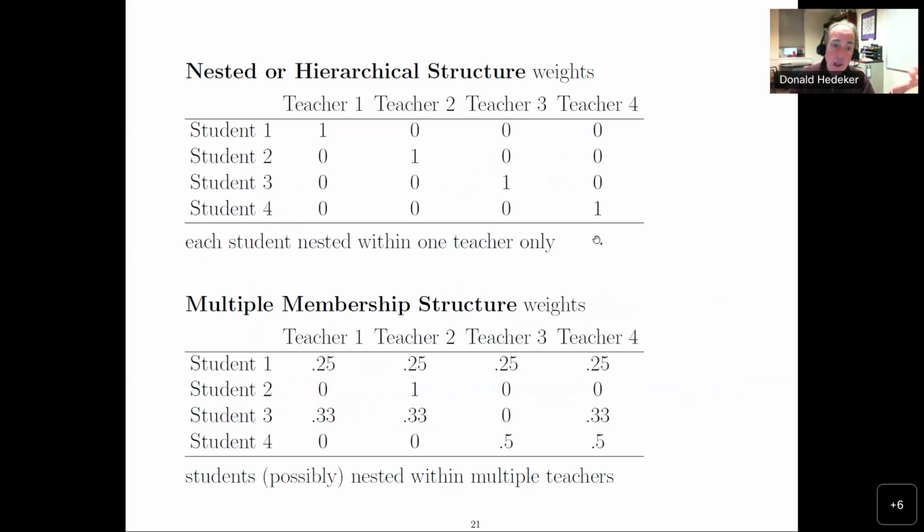But it could be the case, as I mentioned, that students are seen by multiple teachers. So this first student, for example, is seen by all 4 and spends a quarter of their time with each of the 4 teachers. The next student is only seen by 1. The third student is seen by 3. The fourth student is seen by 2. All right, so these numbers here are going to be the weights, and you can see they sum to 1, and they represent, again, the degree of membership of the student in the different clusters.